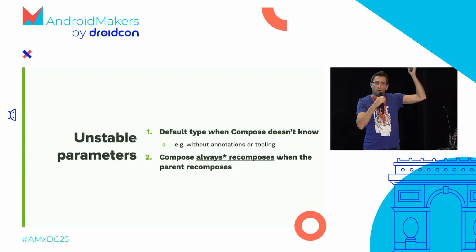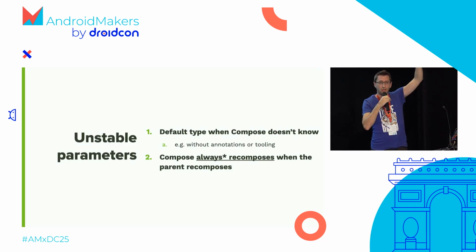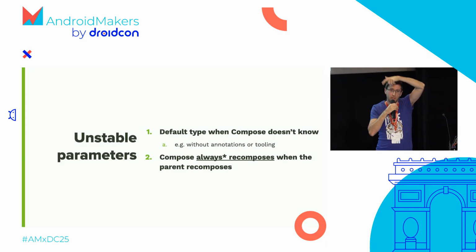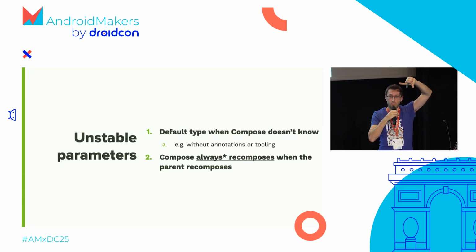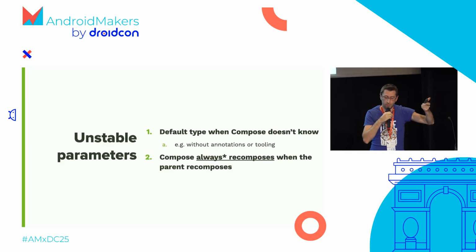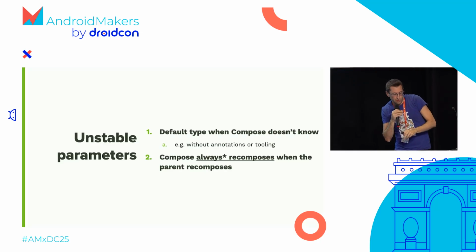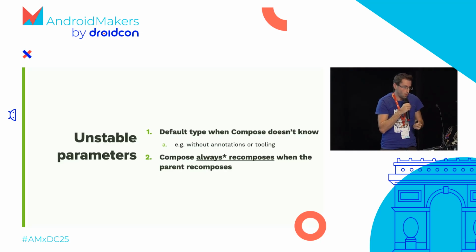A good example: think you have a title composable with one unstable parameter, and you wrap this into a box. If you change the box, and the box needs to recompose because you changed, I don't know, the border or something like that, then your title composable, because it has an unstable parameter, will recompose regardless of whether it changed or not. Those are the rules until here. What else do we have?